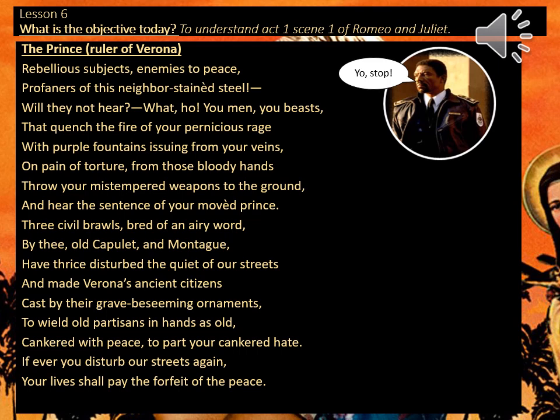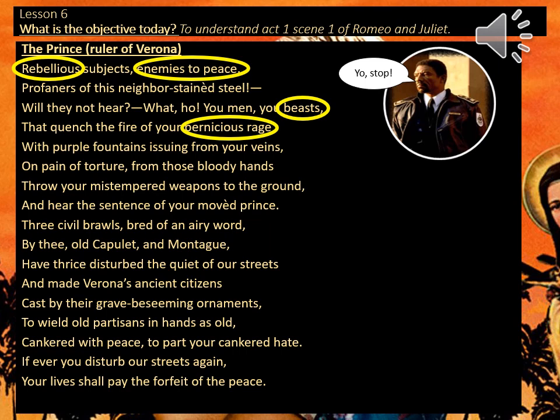So think about some of this language that he used to describe the two families: rebellious, enemies to peace, beasts. He describes their rage as pernicious, okay, really awful. He says they've got bloody hands. Okay, he references the fact that these brawls have been bred of this airy, ancient word from Capulet and Montague.